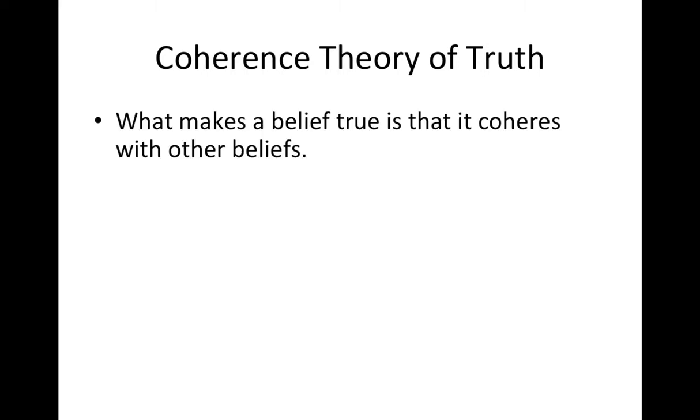The coherence theory of truth is slightly different. We need not make any claims about the objective world. In fact, as we'll talk about in a second, it might be very difficult to have access to the objective world. So what makes a belief true, according to the coherence theory of truth, is that it coheres with other beliefs.